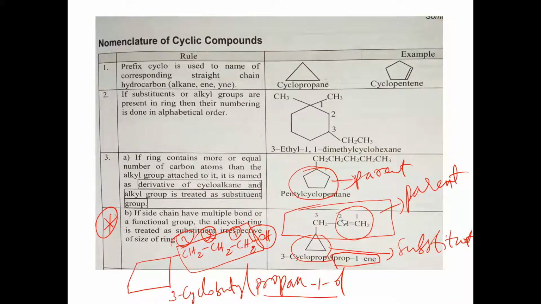Double bond and triple bond together are called multiple bond. If any multiple bond or functional group is present in the side chain, irrespective of the number of carbon atoms in the ring, the ring is always taken as a substituent. This point is to be understood very clearly. Let's take a screenshot of this one.